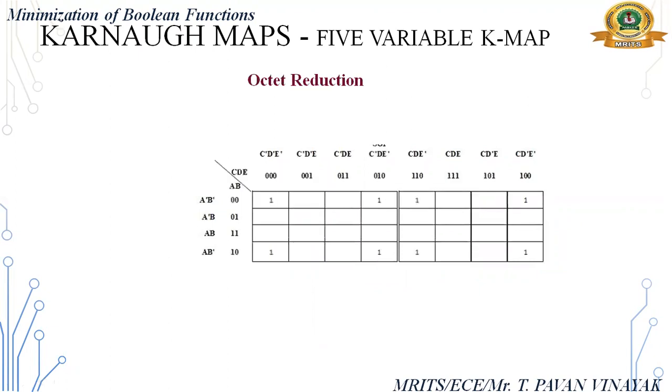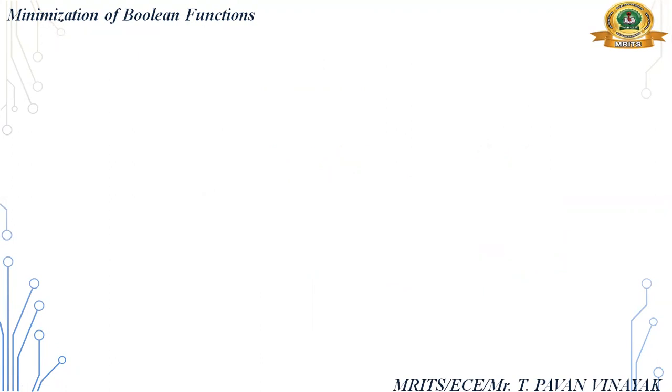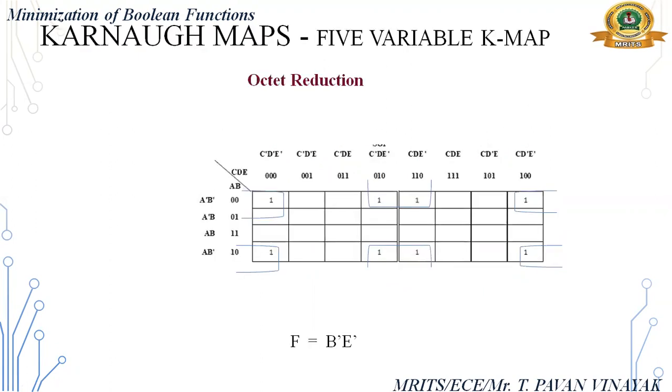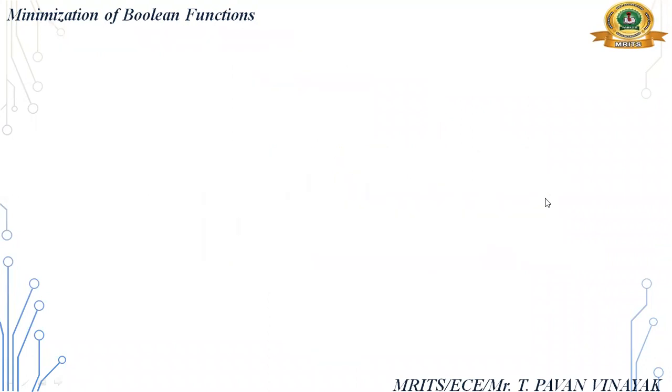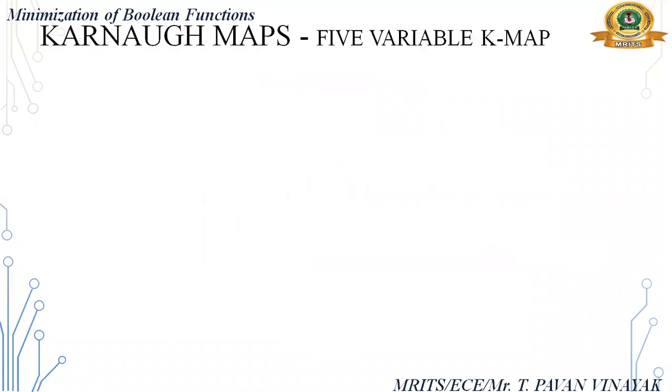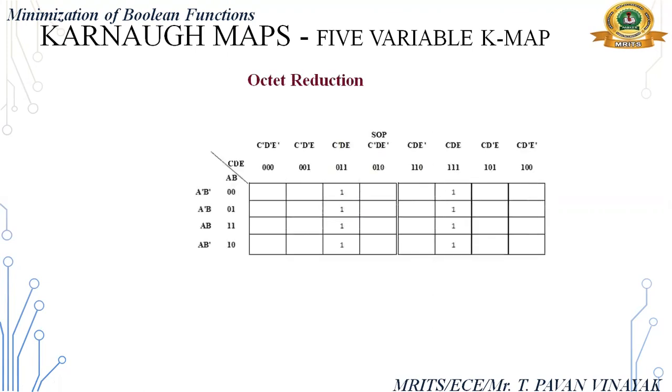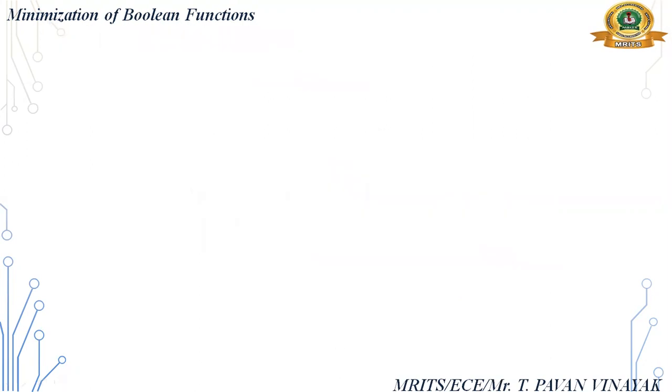Next octet. Total 8 ones. You can take this also as an octet because of the reflection property. The solution is B bar E bar. See, common terms: horizontally B bar is common, vertically E bar is common. Like that you can find different octets. 40 octets are possible. Next, these two also we can select because of the reflection property.